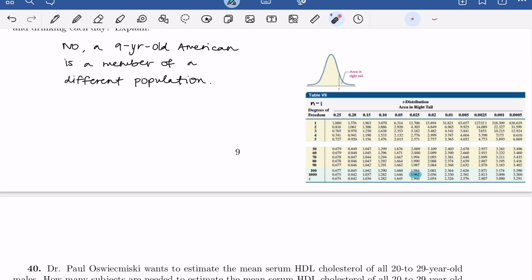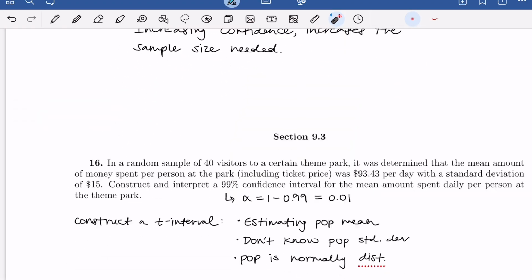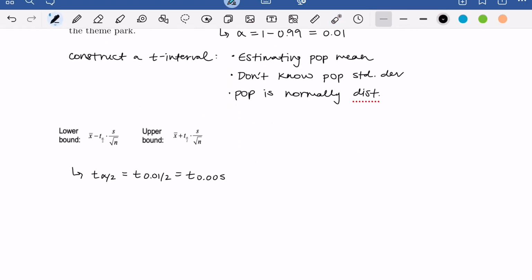So in this example, our degrees of freedom is going to be 39 since our sample size is 40. And then we're just going to look at that row corresponding to 0.005. Doing so, we're going to get that t of 0.005 is 2.708. And this is for 39 degrees of freedom. Okay, so with this information, we can plug this directly into the formulas for our lower and upper bound.